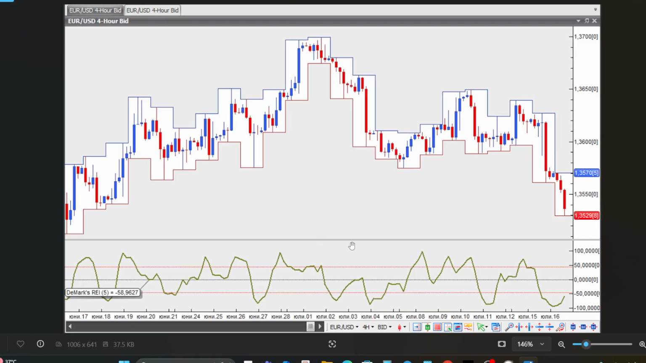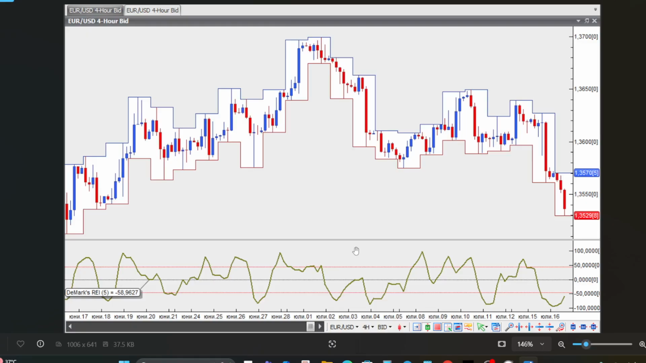Okay, also using the range expansion index can help you better understand the underlying momentum of the market. It gives you a clearer picture of whether the price is likely to continue expanding or if it is running out of steam. When you can accurately identify periods of volatility and potential breakouts, you are more likely to make confident trading decisions. So the range expansion index helps reduce the guesswork and gives you more information to work with.